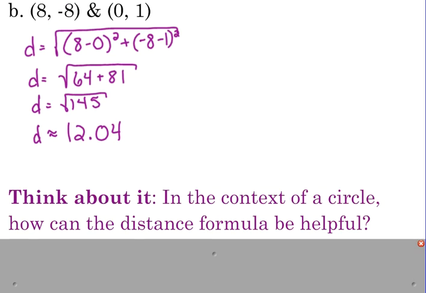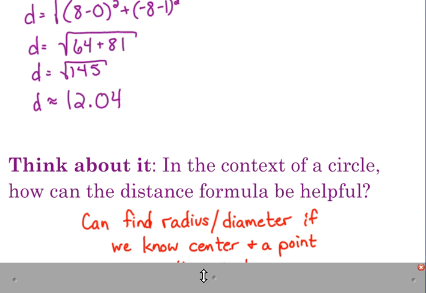So let's think about this. In the context of a circle, how might we use the distance formula? We can find the diameter. If we had the two endpoints, we could find the distance between those, and that would be the diameter. What if we had the center and an endpoint of the radius? What would that give us? That would give us half of it, the length of the radius. Okay, if we had the center of the circle and we had a point on the circle, that distance would give us the radius. Okay, so we may need to use the distance formula.